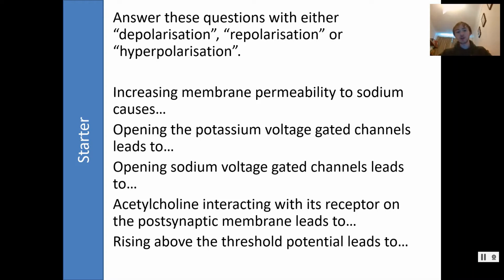Acetylcholine interacting with its receptor on the postsynaptic membrane leads to depolarization. And rising above the threshold potential leads to depolarization. So they're all depolarization except the second one, which is repolarization. Fine.